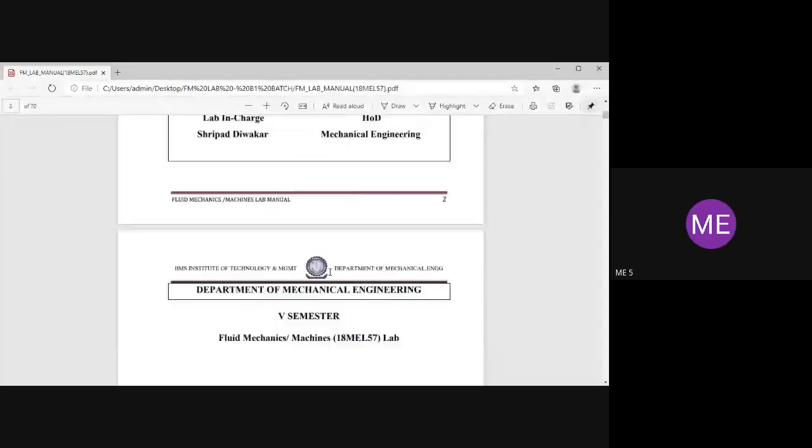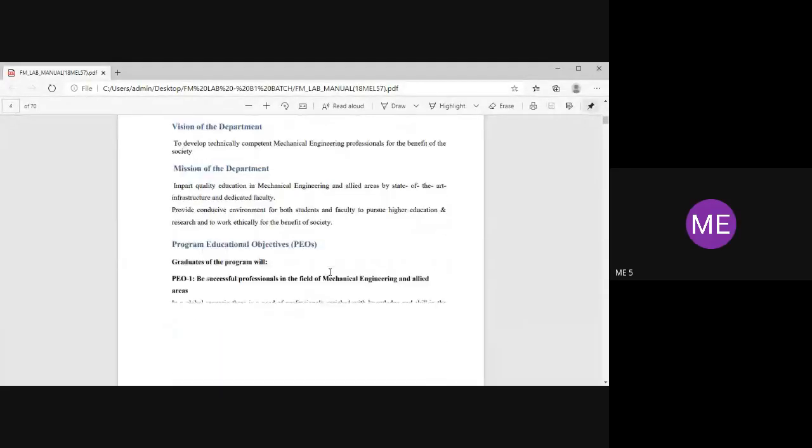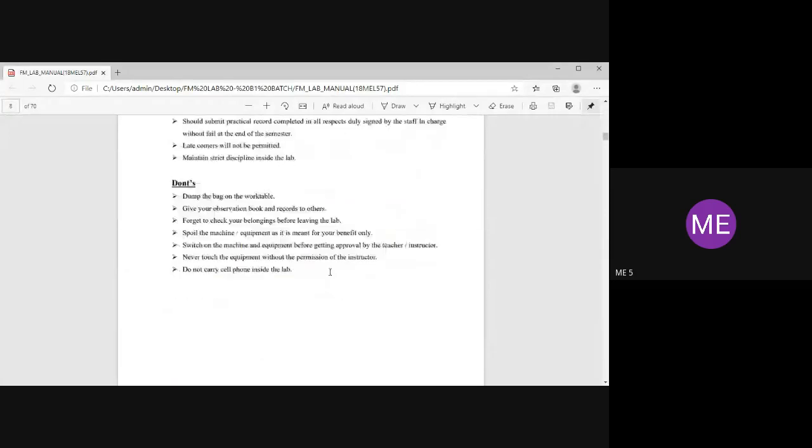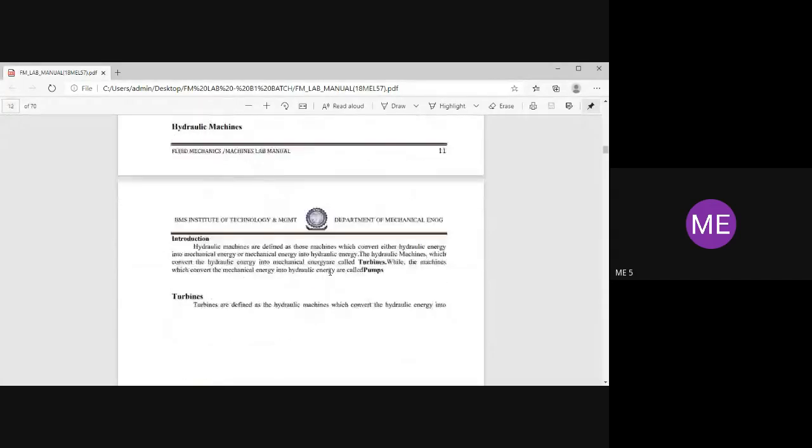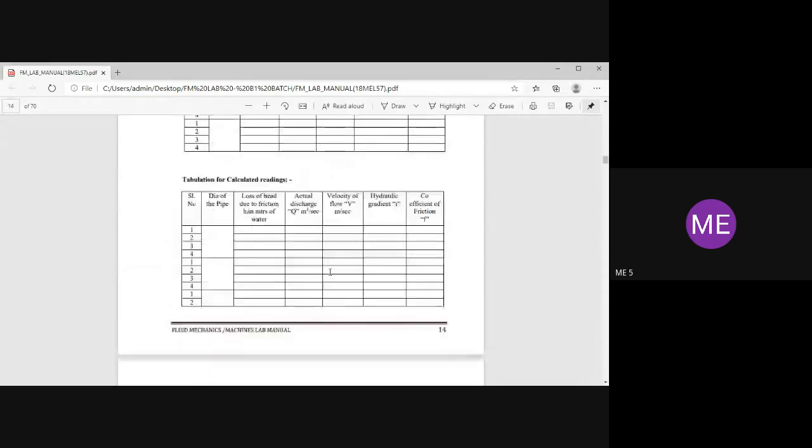Okay, so in this class we are going to study the experiment on the minor losses. The minor losses are mainly due to a sudden expansion in the pipe. Second one is sudden contraction in the pipe, third one is obstruction in the pipe, and fourth one is pipe bends. These are the main reasons for the minor losses in the pipe flow.